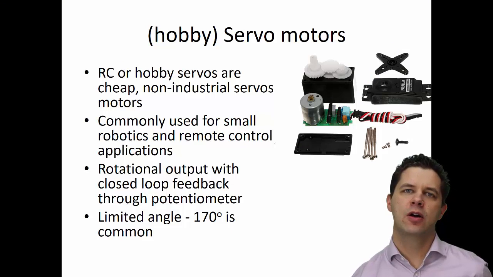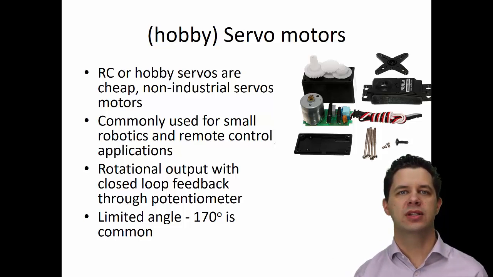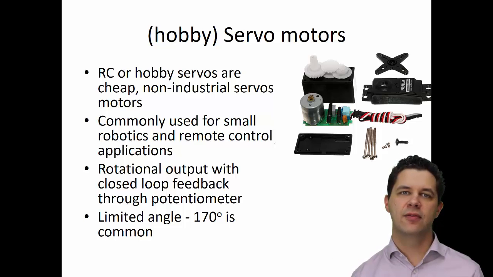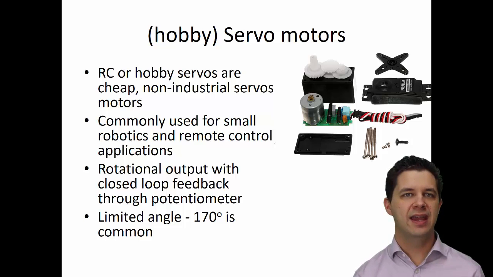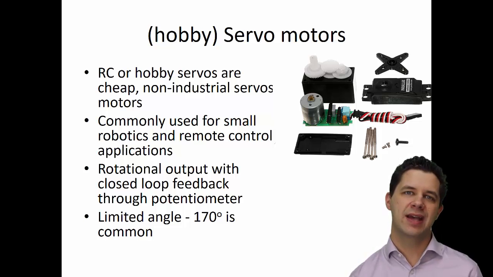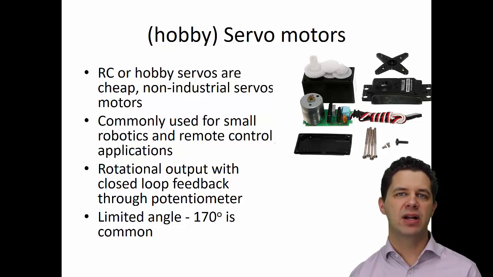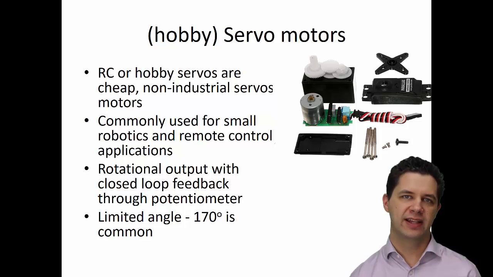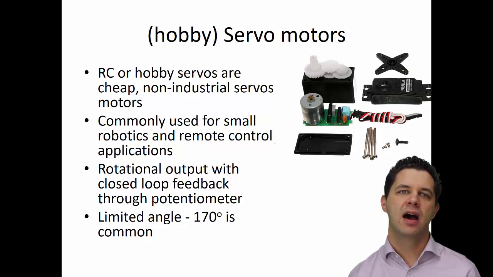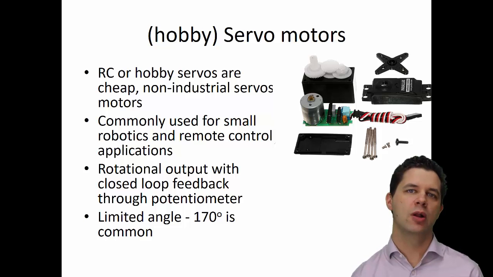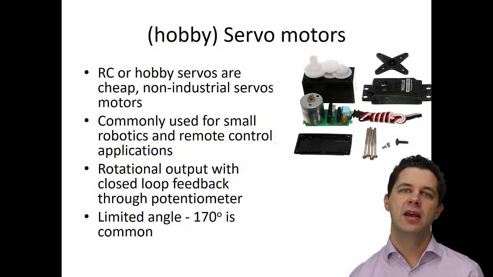Now you'll probably also hear of servo motors referring to these as well. In contrast to the industrial servo motors we just looked at, these are often called hobby servos. These are very cheap, non-industrial servo motors. We're looking here at tens of dollars compared to hundreds or thousands of dollars for the industrial ones. They typically have much lower speeds and a whole lot less flexibility. They're commonly used for small robotics or remote control applications where we just want to move things about, commonly used on model aircraft and things like that as well.